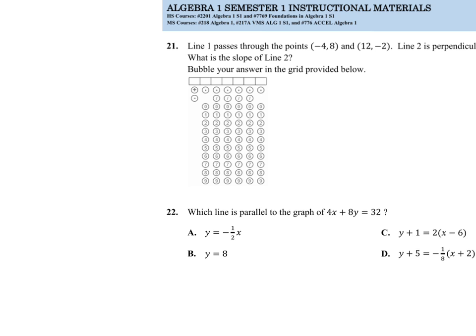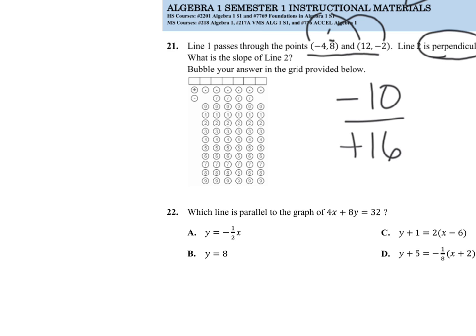Next page. Okay, so let's look at these guys. These are both asking me about perpendicular and parallel lines, okay? The first one says that line 1 passes through these 2 points, and line 2 is perpendicular to that. Well, it's asking me about slope, perpendicular slope. So the first thing I need to do is figure out my slope. Just as a reminder, slope is change in y over change in x. So I would do 8 to the negative 2, those are my y's, and that is a decrease of 10. And then from negative 4 to 12 is an increase of 16. Negative 10 divided by 16 is negative 5 over 8.